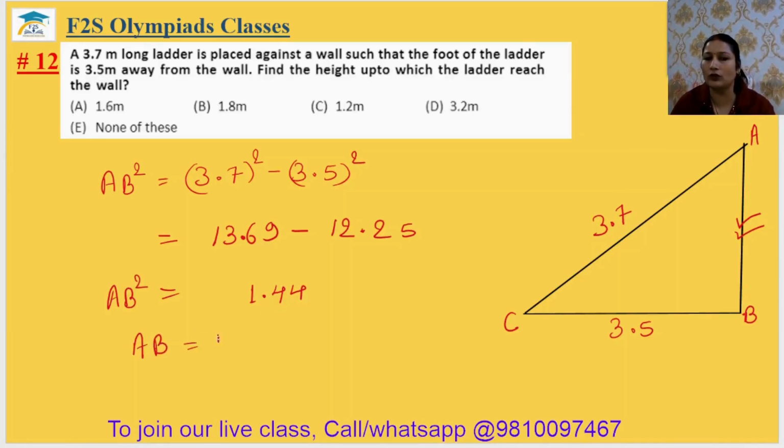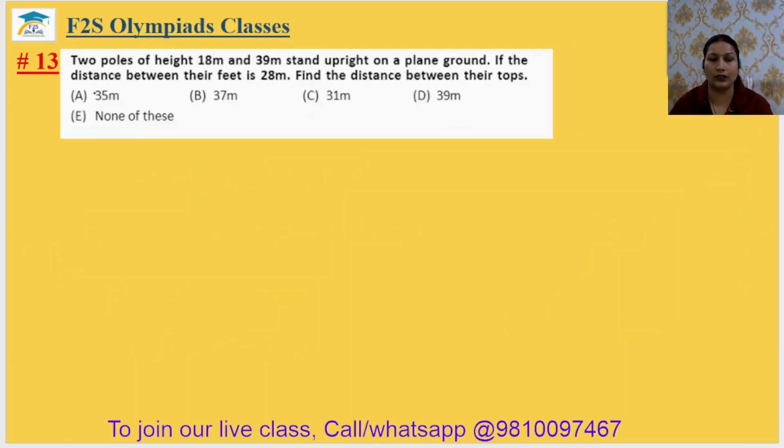AB should be equal to 1.2 because the square of 12 is 144. AB equals 1.2 meter. The length of the wall will be 1.2 meter. That is in option number C. So the 12th answer will be option C. Come to question number 13.